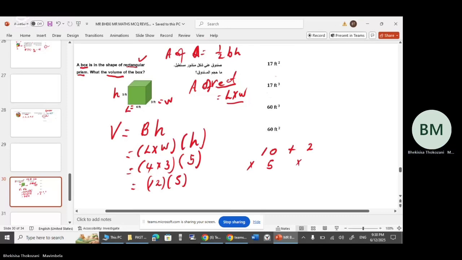Let's see. So what is 5 times 10 going to give us? 50, right? Like 5 times 0 is 0, 5 times 1 is 5. So that's why we get 50, okay? And then we add, what is 5 times 2? It will give us 10. And 10 plus 50, or 50 plus 10, will give us 60.